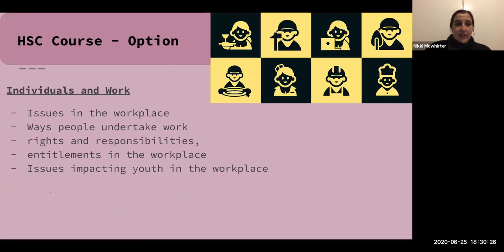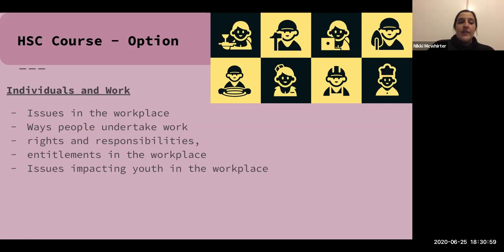And then finally, we have our option, which is individuals and work, which everyone can relate to, because everyone will have experience being in the workforce, or will be on their way to experiencing the workforce. So we look at issues in the workplace. So we look at OH&S, we look at anti-discrimination, we look at youth and why they're struggling to get jobs. We look at ways people undertake work, so more online now.